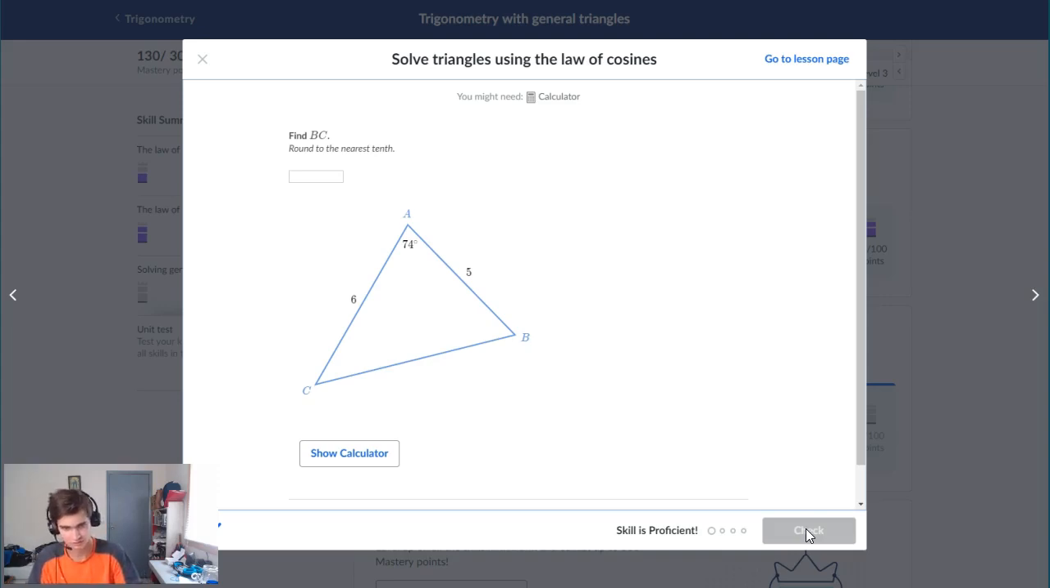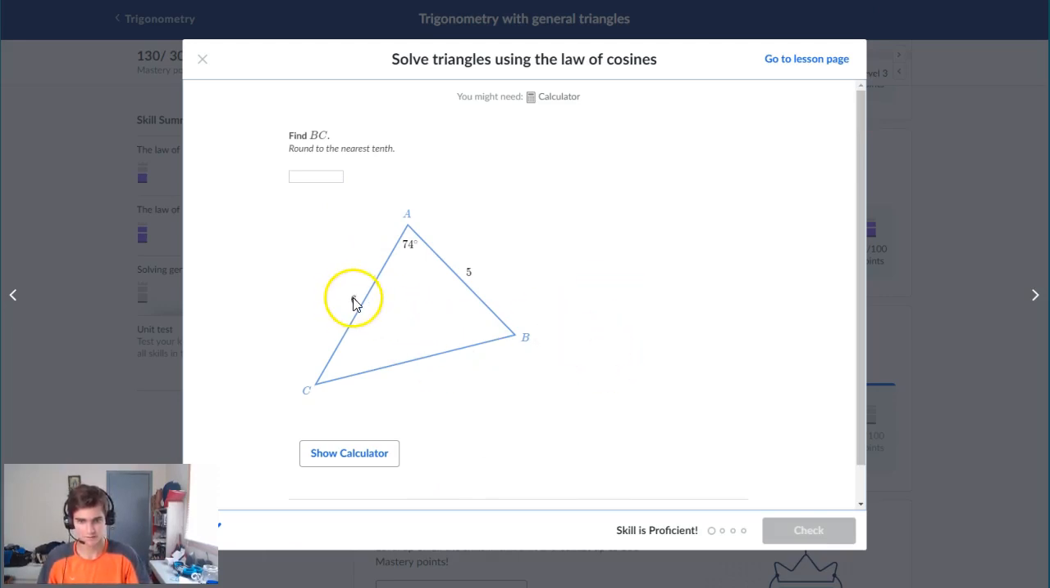So the law of cosines states that a squared plus b squared minus 2ab cosine theta is equal to c squared. So now we can start by plugging in all of these variables.